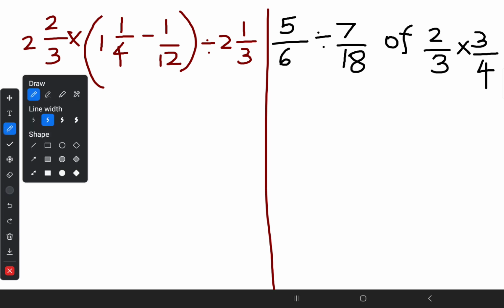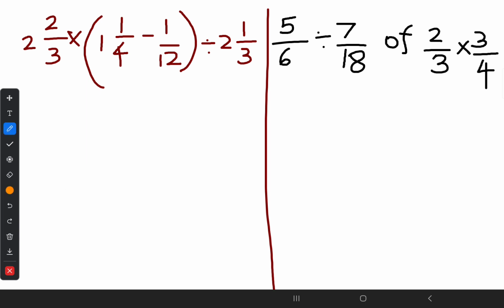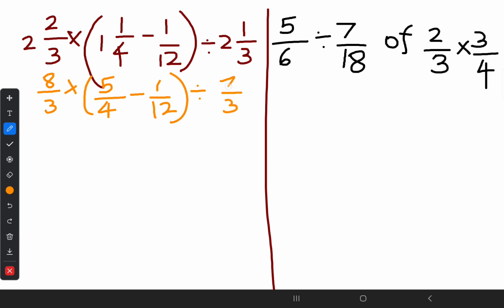In the left hand side question, look at that question. In that there is a bracket operation first. So before that, let's convert all the mixed fractions to improper fractions. So 3 over 3 2s are 6. 6 plus 2 it's 8 multiplied with 5 over 4 minus 1 over 12 divided by, here it would be 3 over 7. Okay, first what do you need to do?